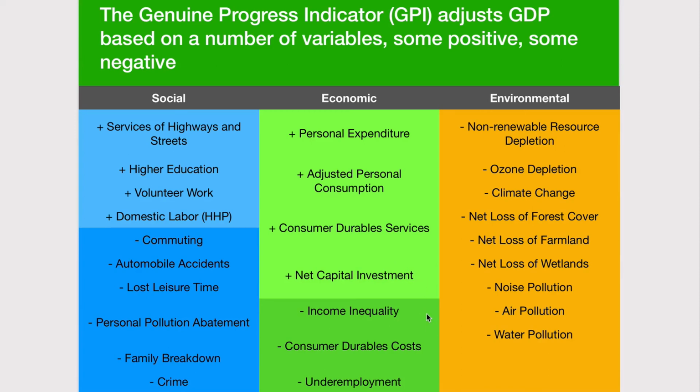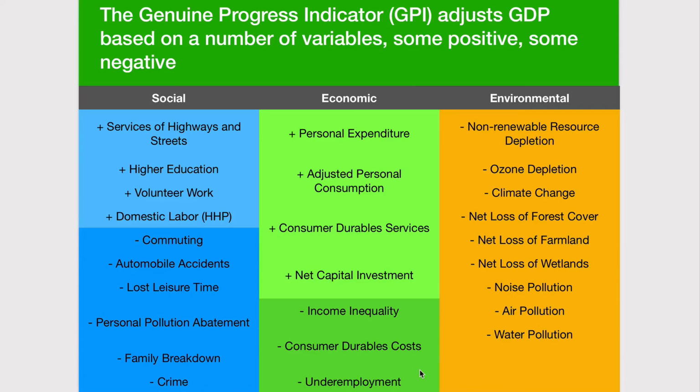And then they're trying to take out some of the negatives, okay? So they have a negative entry for income inequality. But this is a negative for society, okay? The cost of maintaining all of these consumer durables, they take that out. Underemployment. This means people who would like to be working more hours but can't find employment. Like example, let's say you're working 20 hours a week, but you'd like to be working 40, you just can't find a full-time job.